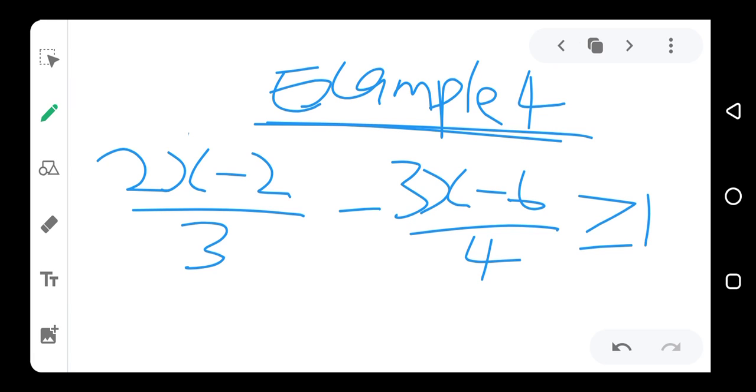Now first of all, we find the LCM. The LCM between 3 and 4 is, there's nothing that can divide two of them, so we multiply the two of them. That becomes 3 times 4, which is 12. So we now multiply both sides by 12.